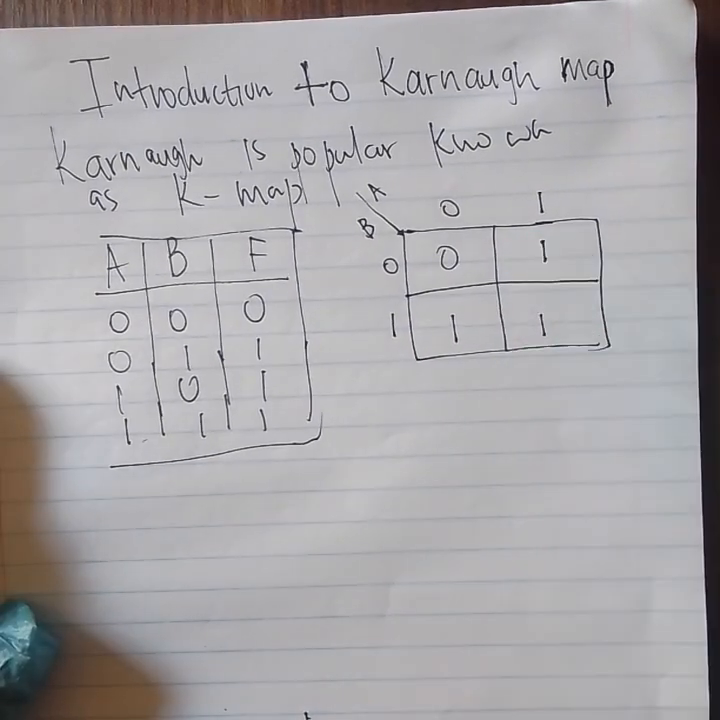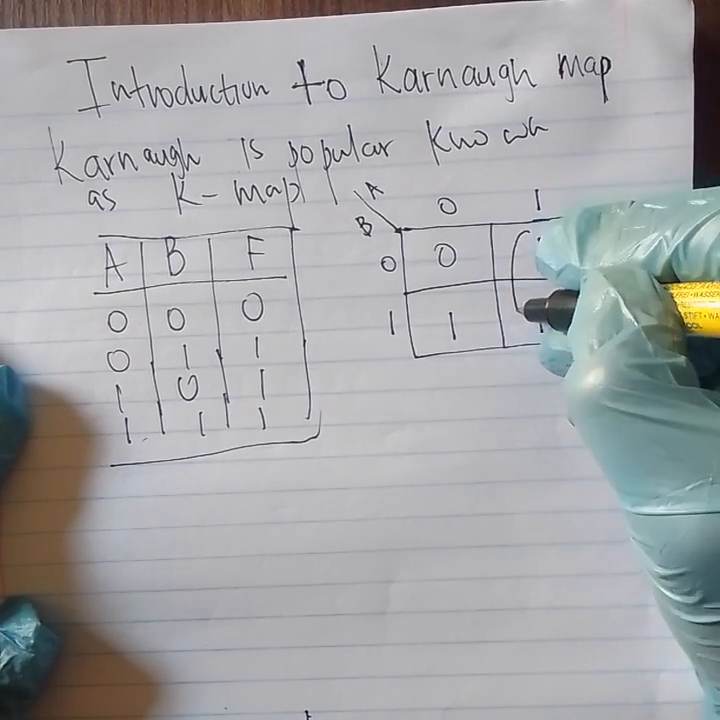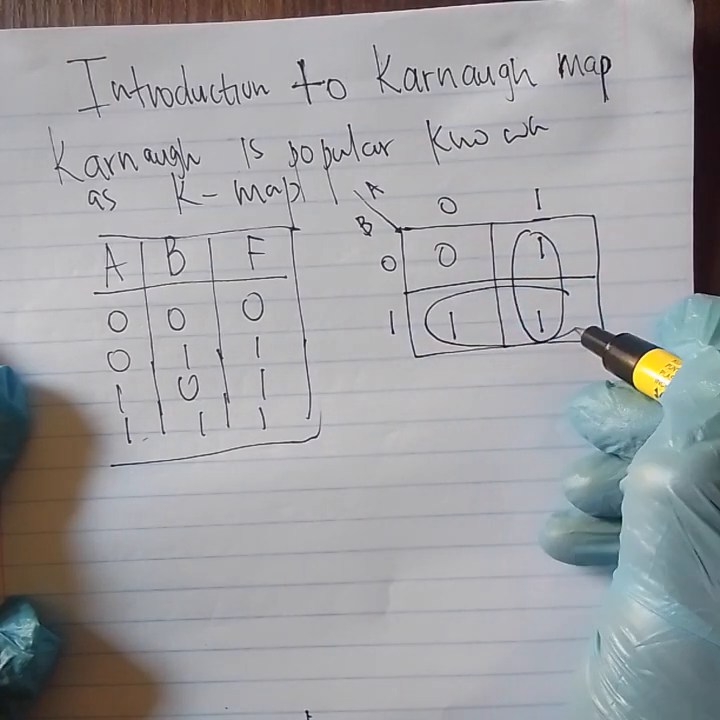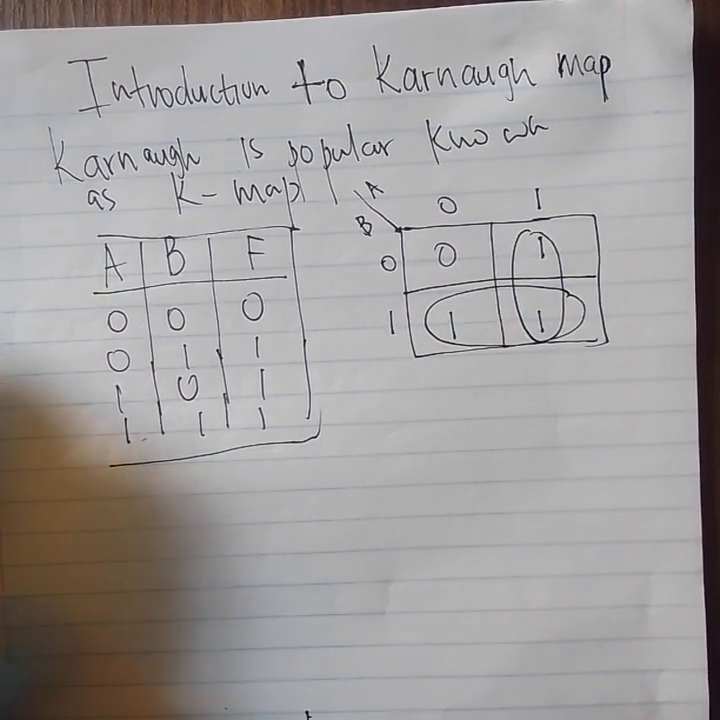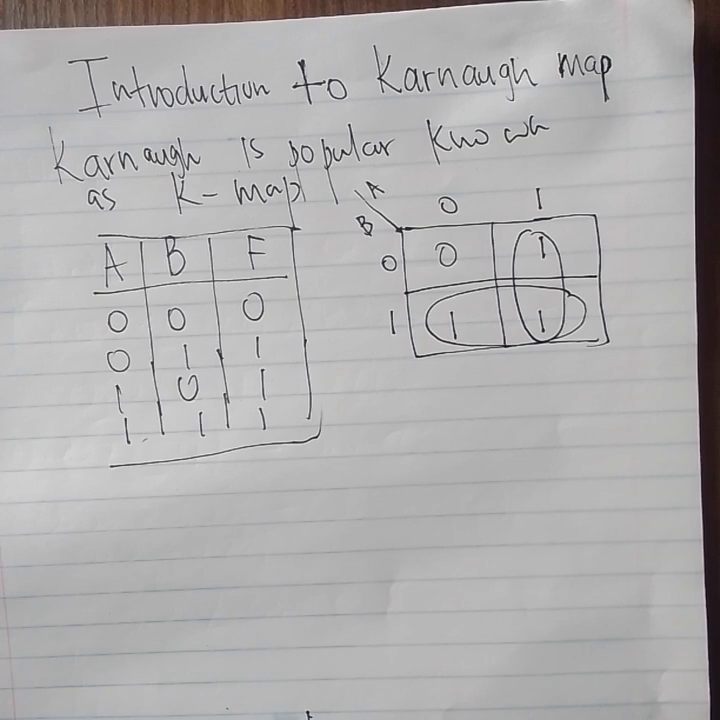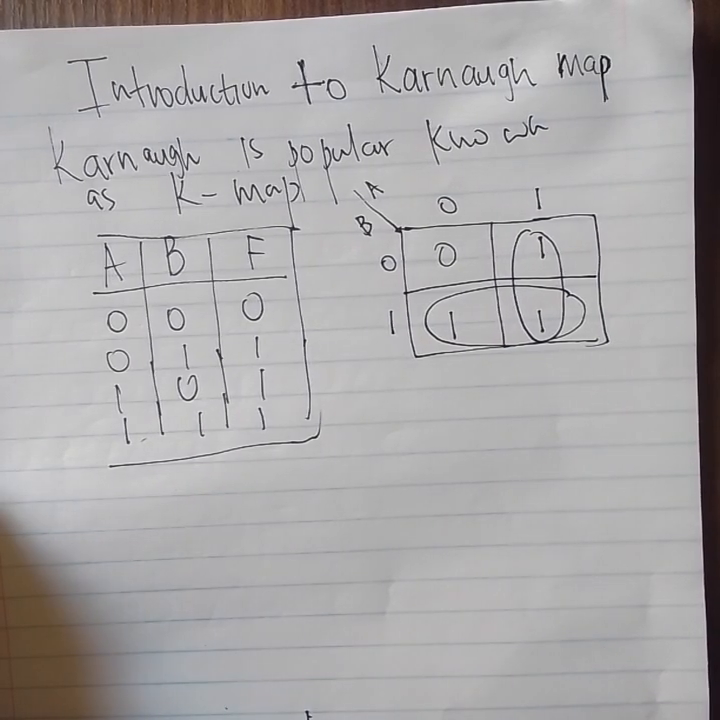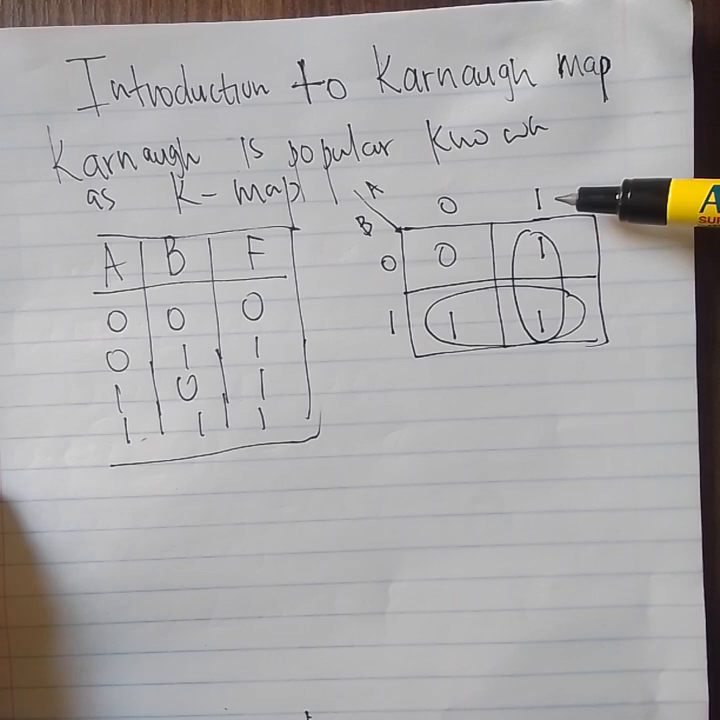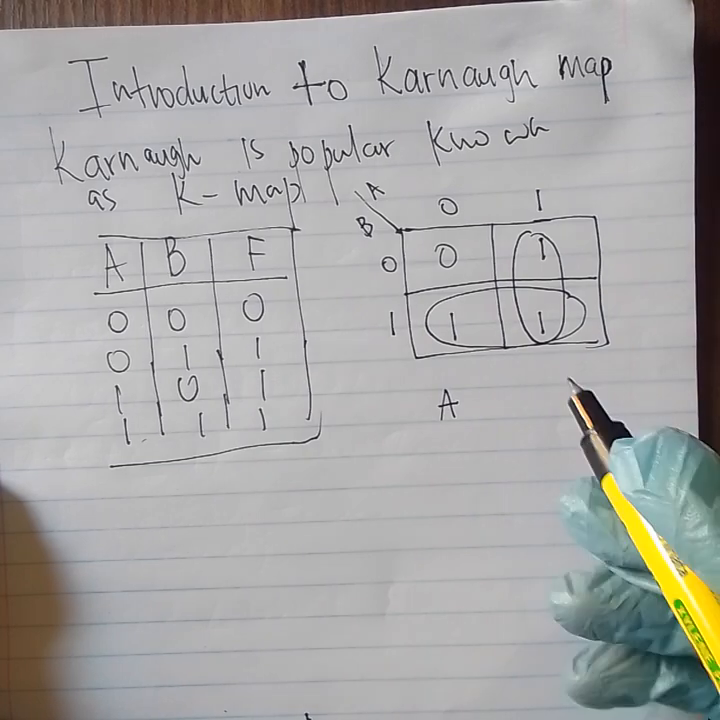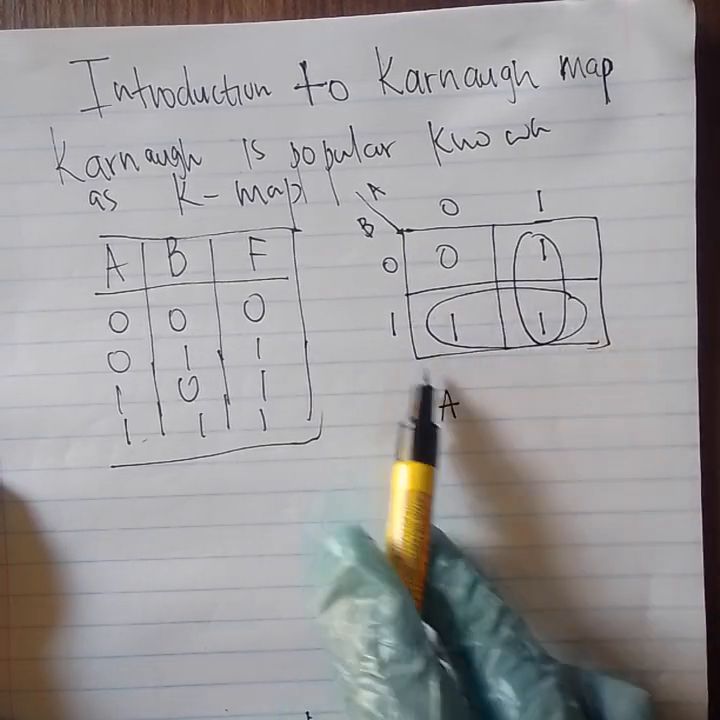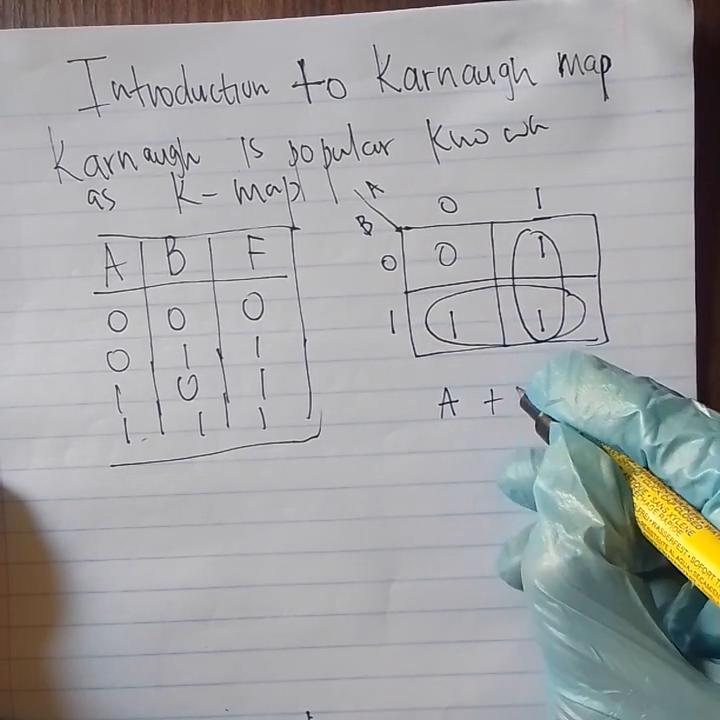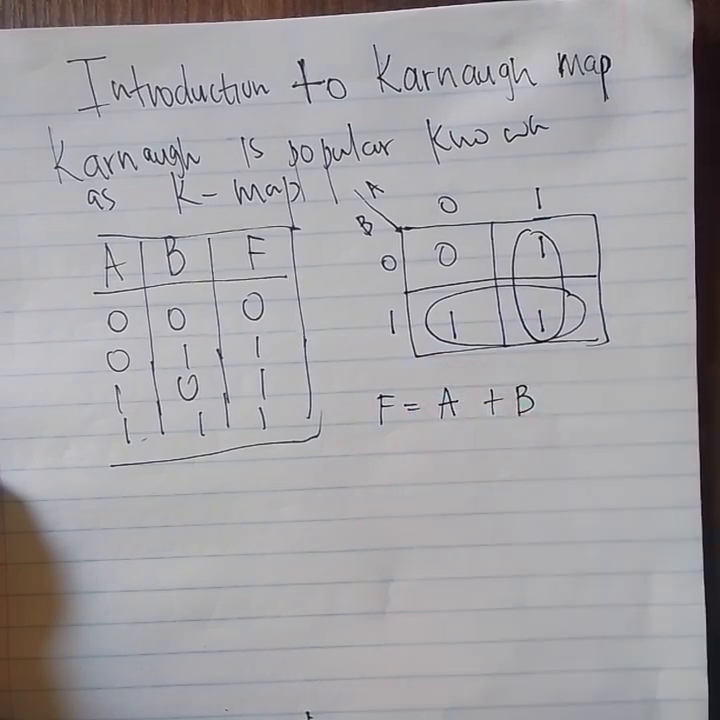Now we have to group. We're gonna group these ones and these ones again. You can see here that we have 2 groups, the vertical group and the horizontal group. The vertical one always matches the input value of A, which means it's A. And the horizontal one always matches the input value of B, which means it's plus B. This is our function.